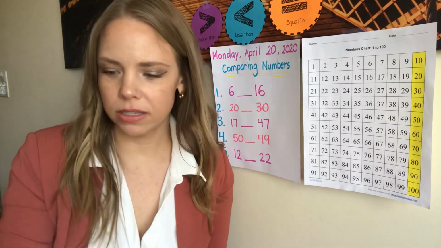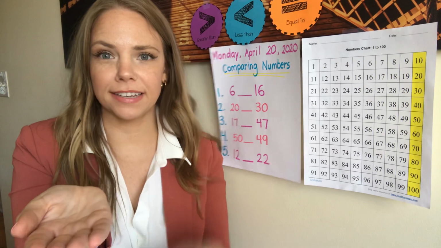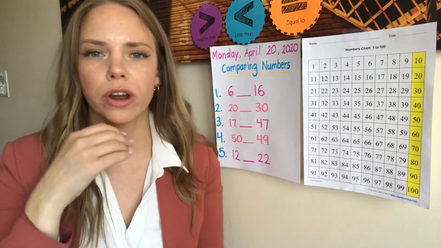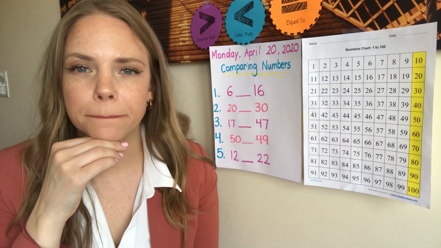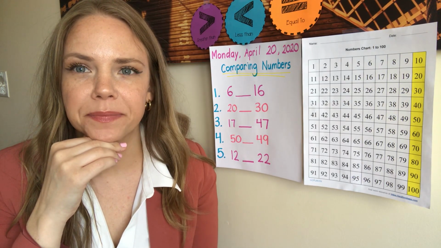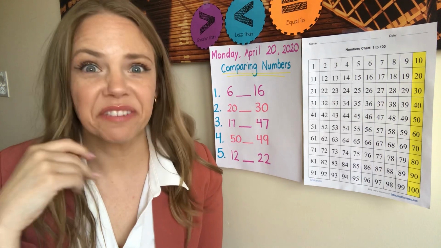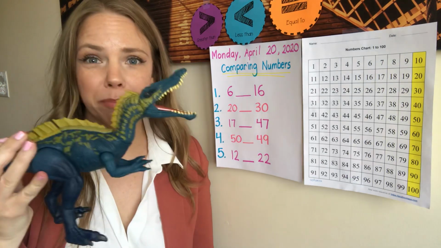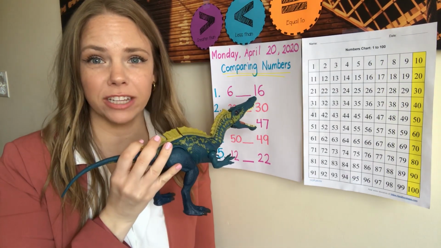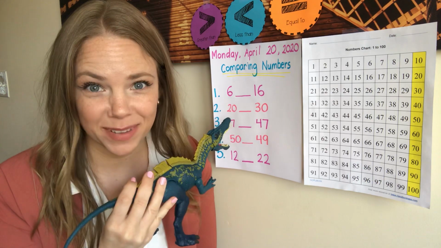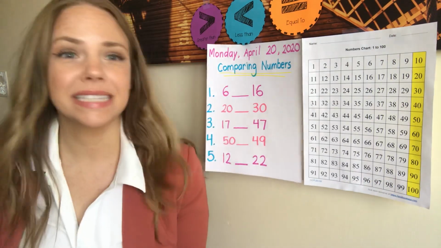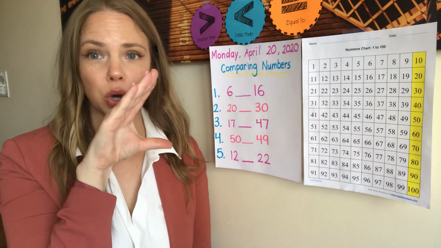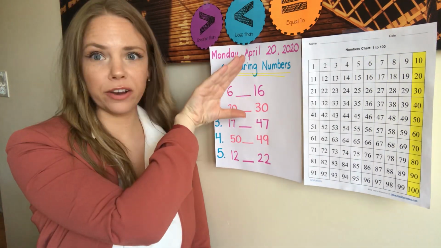Imagine those jelly beans. If you had 6 jelly beans in one hand and 16 jelly beans in your other hand, which would be more? Giving you some think time. Definitely, yeah, 16 would be more than 6. I know my buddy here would rather eat 16 jelly beans instead of just 6 jelly beans, right? So when I write my symbol, I want to make sure that the mouth is open towards that bigger number there, okay?